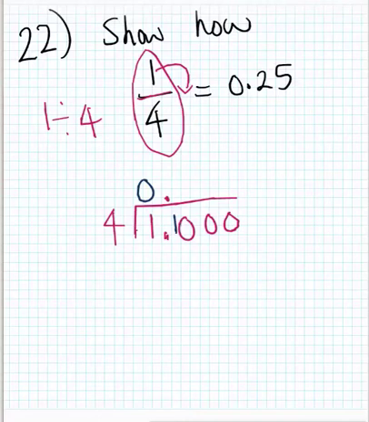So it can fit in 2 times, and remainder 2. Now, can 4 go into 20? Yes, it can. I know 20 divided by 4 is 5, and it's even. I don't have any more remainders, so I stop.